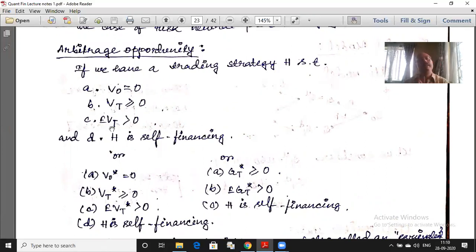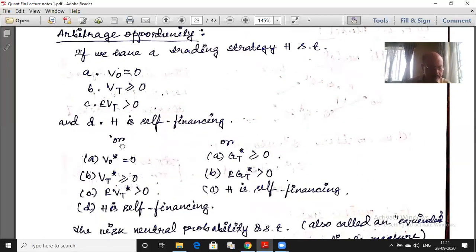With that, I have to add one additional restriction now because of this multi-period and revision opportunities in my trading strategy. I add that H must also be self-financing, which means no intermediate withdrawal or addition of funds. So I start with 0, I invest it smartly throughout the time periods. In the end, I get a sure gain. That's an arbitrage opportunity.